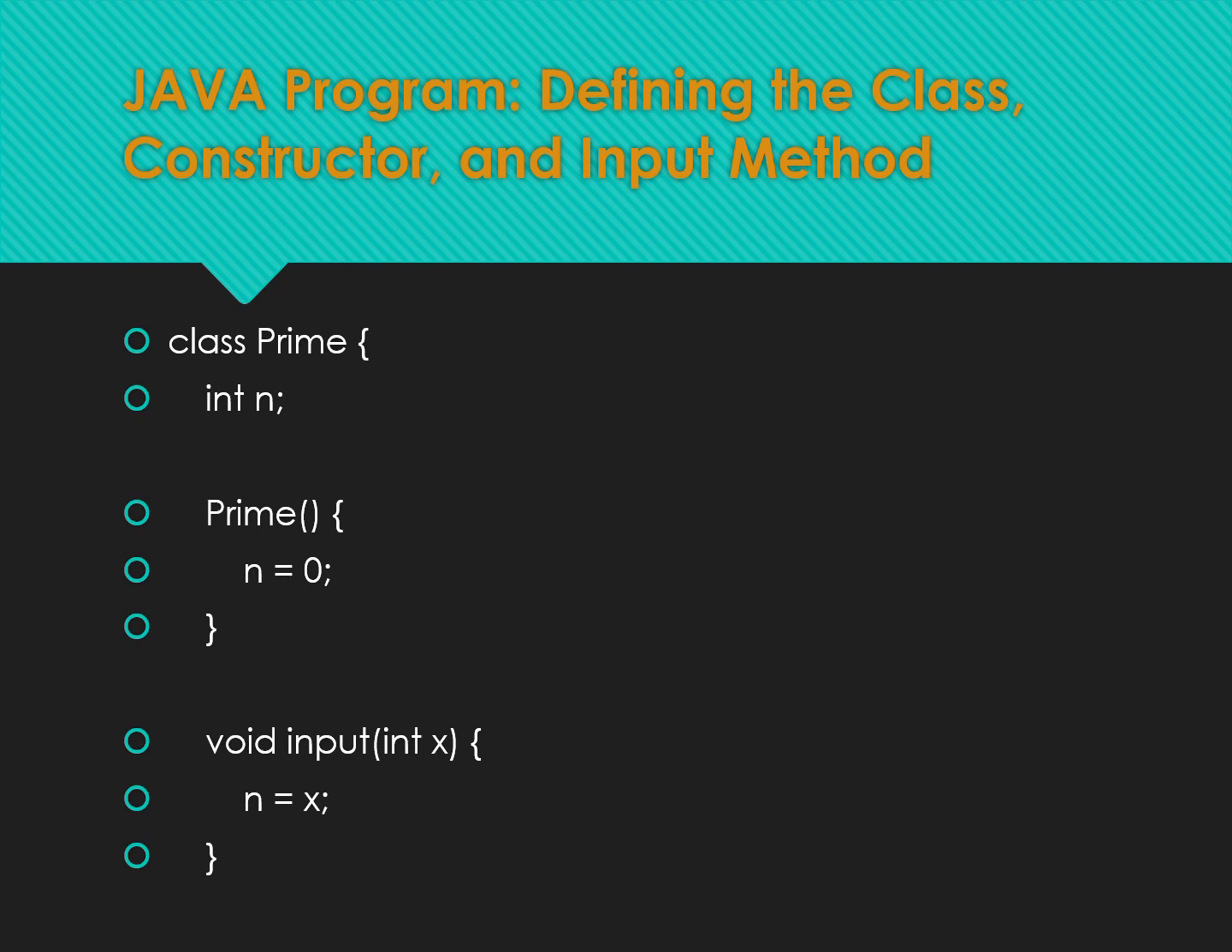Here we define our class named prime. We declare an integer variable. The constructor sets in to 0, initializing it safely. The input method accepts an integer parameter and assigns it to the instance variable. This modular design keeps our logic clean and reusable.